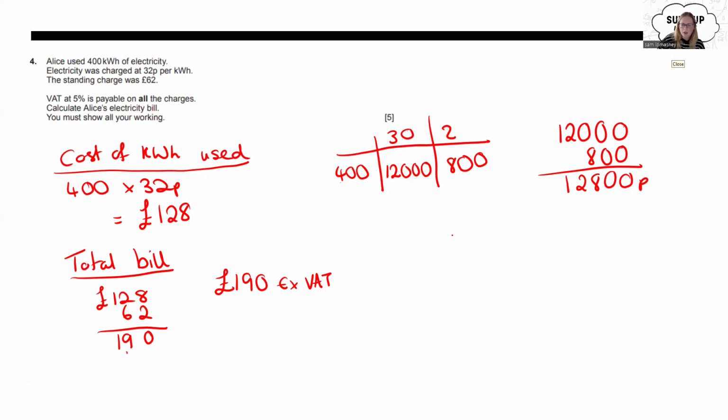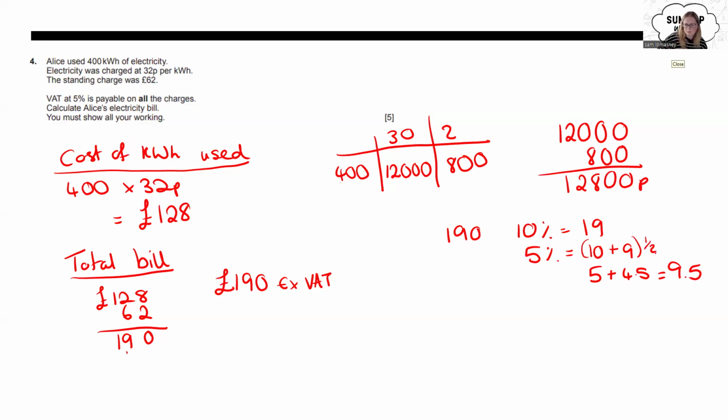So to find 5%, the easiest way is to find 10% and then to find 5%, you half it. Half of 19 is 9.5. I like to put it this way just to make it easier. So we've got 5 plus 4.5, which is 9.5. If you are someone who prefers to break down the numbers, you can. If you're someone who just knows that 5% of 190 in your head is 9.5, do it straight away. This is for methods just in case you need it.